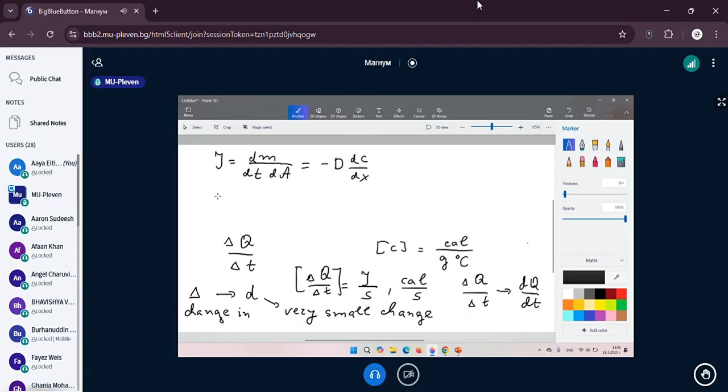Also, we know Fourier's law, which is what? The flux of heat, the heat being transferred per unit time, per unit area, which is minus K times the temperature gradient.